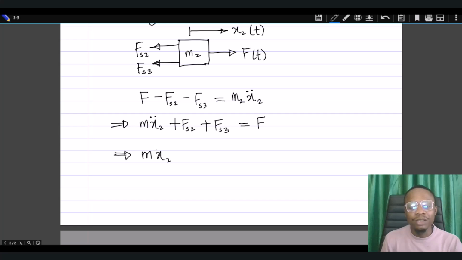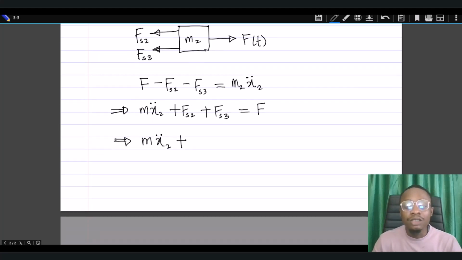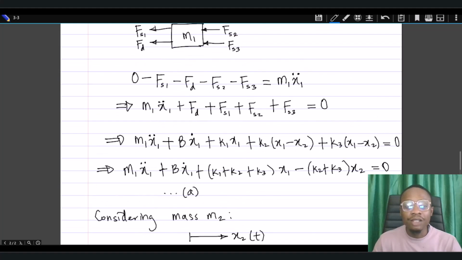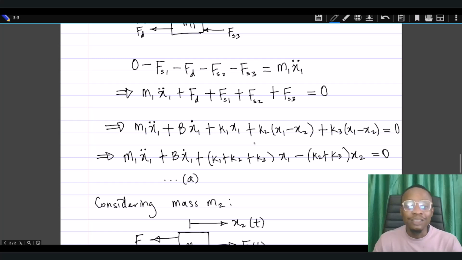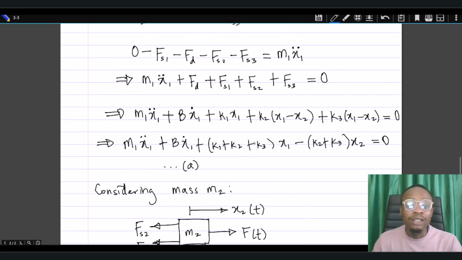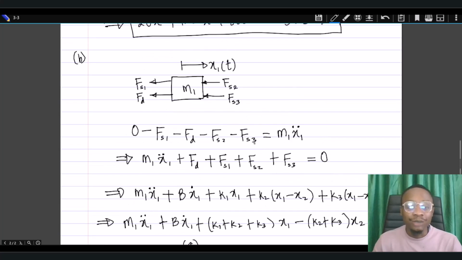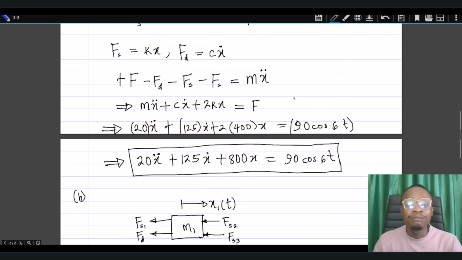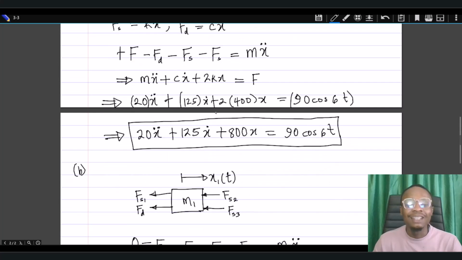So this is M2 x2 double dot. This is plus. So what is Fs2? You might be tempted to say that it is the same thing as what we have here. Okay, we used Fs2 here as k2 into x1 minus x2. If you do that here, you will be walking in error. So that will be wrong. And I told you earlier that we avoided writing out formulas for them like we did here, because we didn't want to run into that error.